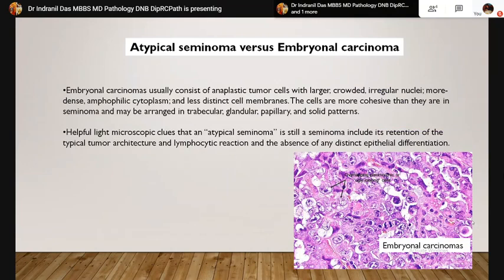Now, embryonal carcinoma usually consists of anaplastic tumor cells with larger, crowded, irregular nuclei, more dense amphophilic cytoplasm, and less distinct cell membrane. The cells are more cohesive than they are in seminoma and may be arranged in trabecular, glandular, papillary, or solid patterns. The helpful light microscopic clue of an atypical seminoma is the retention of the typical tumor architecture in some other places, with lymphocytic reaction and absence of any distinct epithelial differentiation.